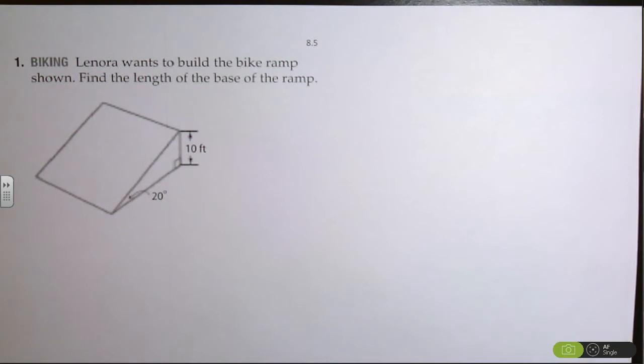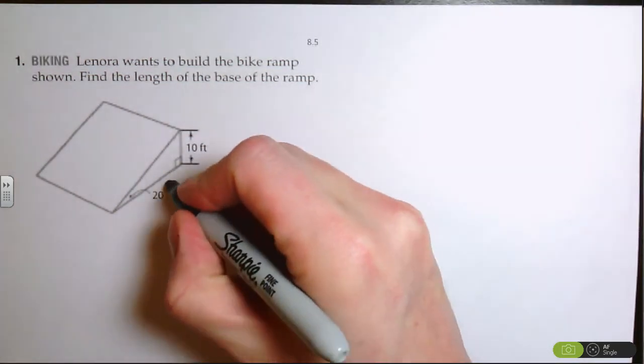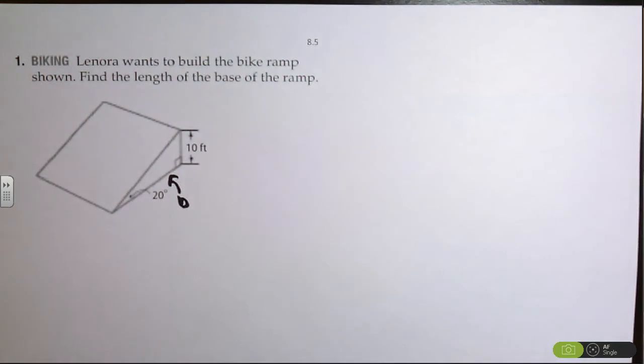Lenora wants to build the bike ramp shown. Find the length of the base of the bike ramp. So the base is that distance right there.